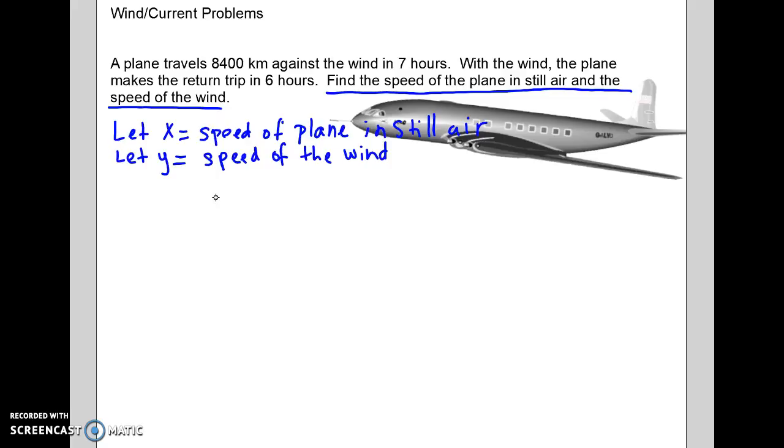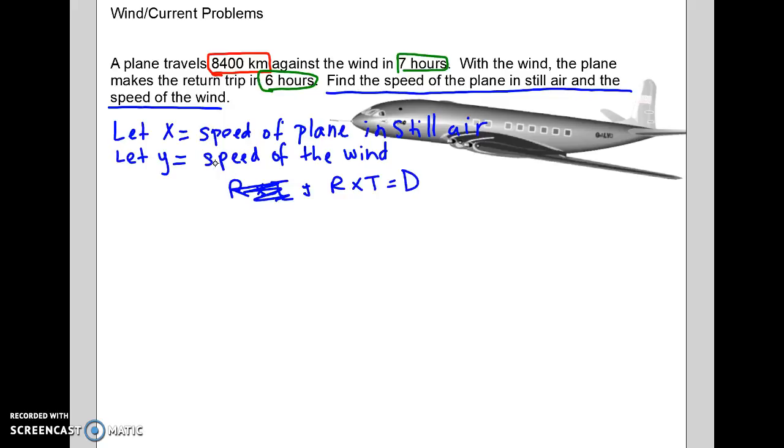So these problems follow the format of rate times time equals distance. Let me rewrite it. Rate times time equals distance. Okay, and we're given a distance. It says a plane travels 8,400 kilometers. There's our distance. We're also given a time against the wind in 7 hours and with the wind in 6 hours. What we're looking for is our rate, because rate is speed, which is what our x and our y is.